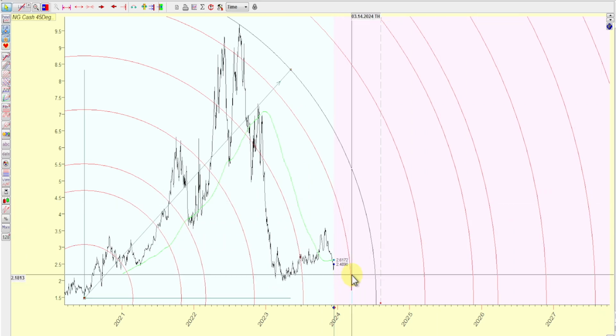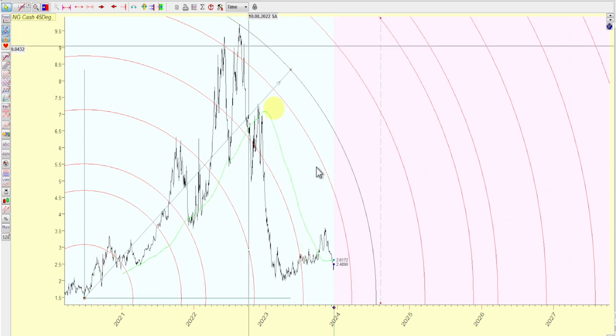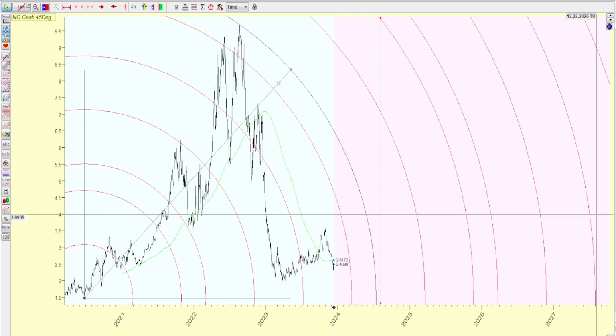Fibonacci ellipse. Want to keep an eye on March the 14th. Remember March? February, March? This is the major scale that I'm using from this low to this high. Keep an eye on March.